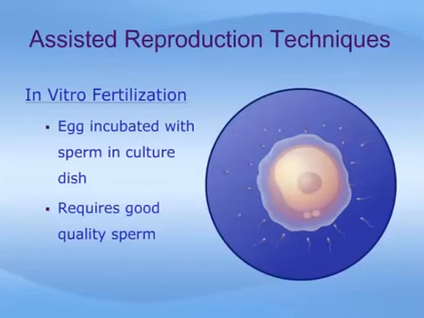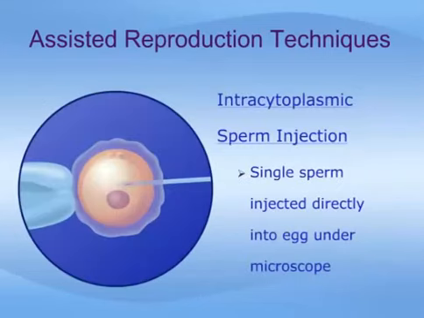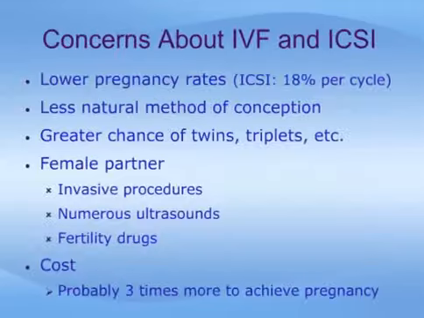In IVF, fertilization is accomplished by incubating the egg with sperm in a culture dish. This technique relies on good quality sperm capable of penetrating the egg and fertilizing it on their own. In ICSI, normal sperm function is not required, as an individual sperm is injected directly into the egg under a microscope. While these techniques are suitable and successful for many couples, there are some disadvantages with them.